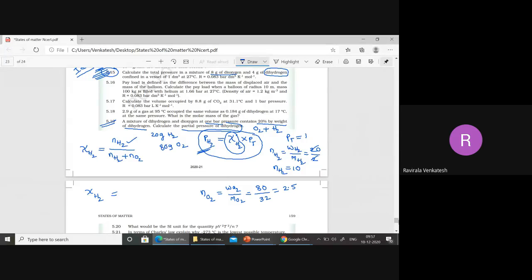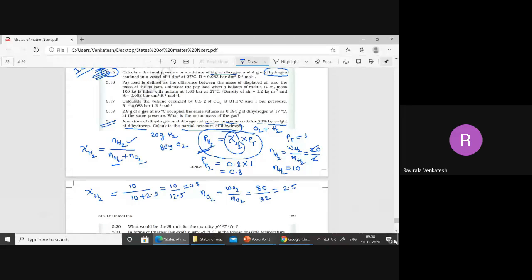So mole fraction of hydrogen is equal to number of moles of hydrogen, 10, divided by total number of moles, which is number of moles of hydrogen, 10, plus number of moles of oxygen, 2.5. Therefore it will be 10 by 12.5, which is 0.8. Mole fraction of hydrogen is 0.8. Then partial pressure of hydrogen is equal to mole fraction times total pressure, which is also given as 1 bar only. So the answer will be 0.8.